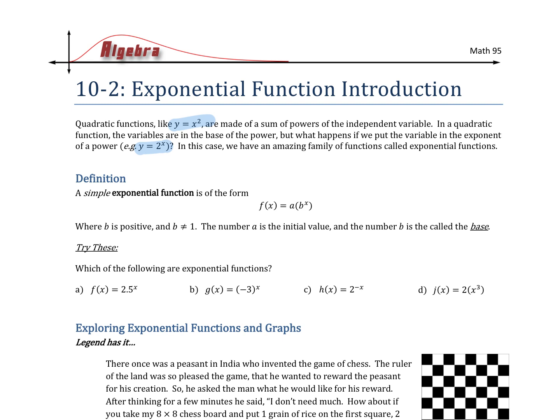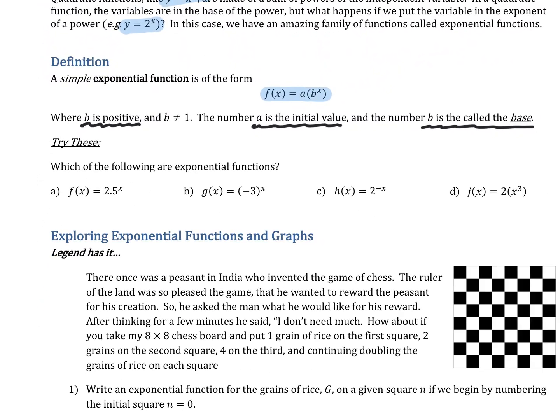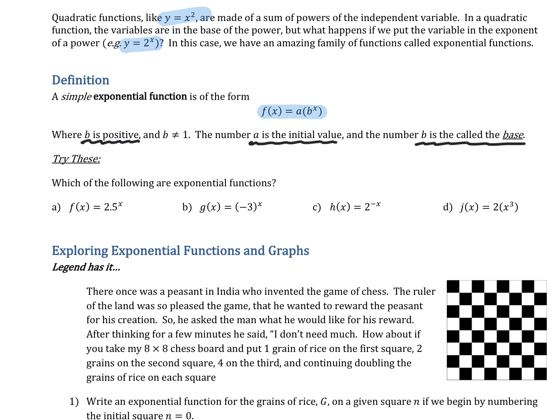So a simple exponential function is of this form: f of x equals a times b to the x, and the key is that the x, the variable, is in the exponent. So b has to be positive, that's important, and it can't be 1. If it's 1, that doesn't make any sense. And the number a is what we call the initial value, and the number b is called the base, just like regular exponents. So we got some base to some power. That's a variable. So, with that in mind, which one of these are exponential functions?